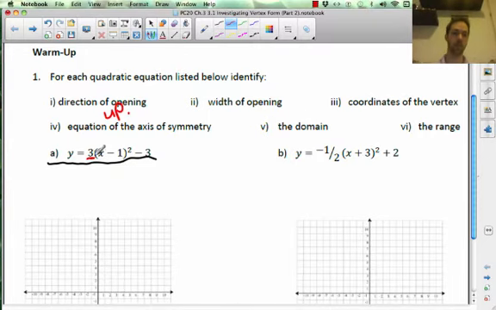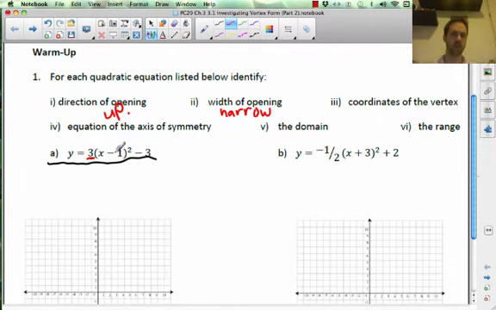The width of the opening. Since this number is greater than 1, your y value will rise a lot faster than it would because we're multiplying every input by 3. So since it goes up a lot faster, it will be steeper and narrower. So in this case, it's narrow.